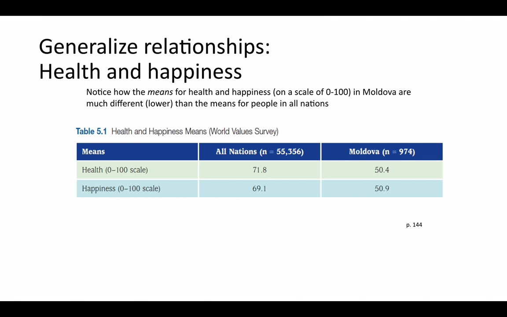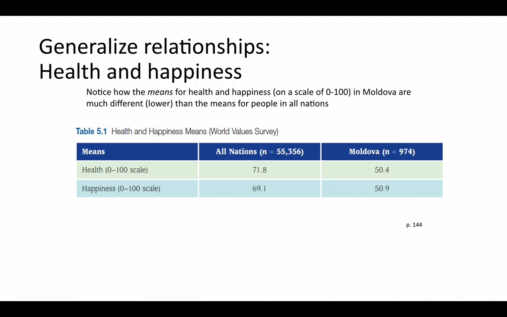Let me give you one example of how relationships are more generalizable than absolute values. Let's see this chart. It shows the relationship between health and happiness. Both are measured with scales, health from 0 to 100 points, and happiness the same. It looked at all nations and also at Moldova. This is from the World Values Survey. Let's look at all nations.